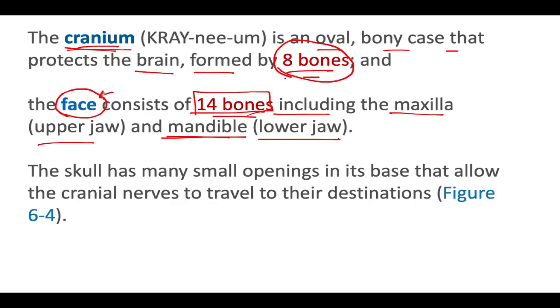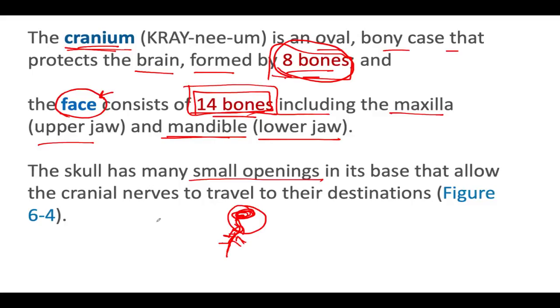So again, how many bones in the face? 14. And how many bones in the cranium portion? 8 bones. The skull has many small openings in the base that allow the cranial nerves to travel to their destination. And so the way the whole thing is designed is not just one huge shell, but it has a number of openings as well. And so then you have the brain in here that needs to be protected, but it has quite a channel of nervous system. So we have the spinal cord that is taking the nerve messages out. So there are openings for that very purpose as well.